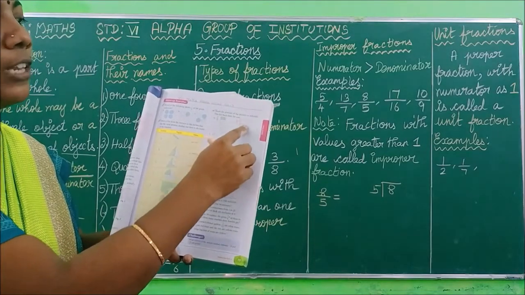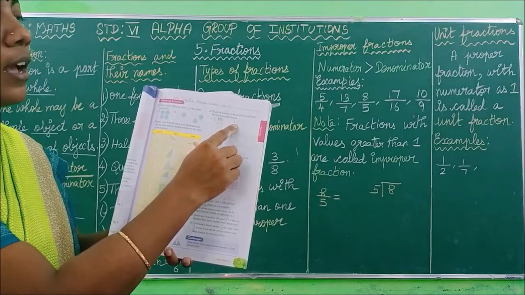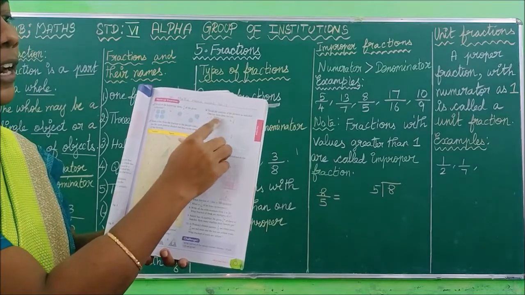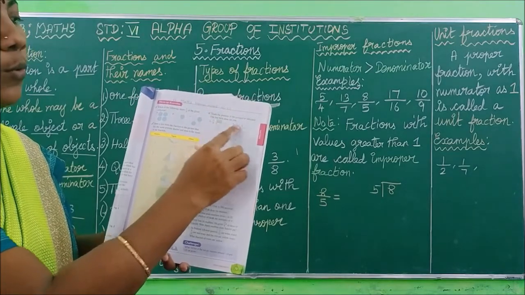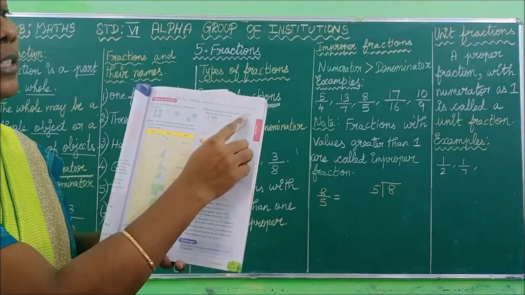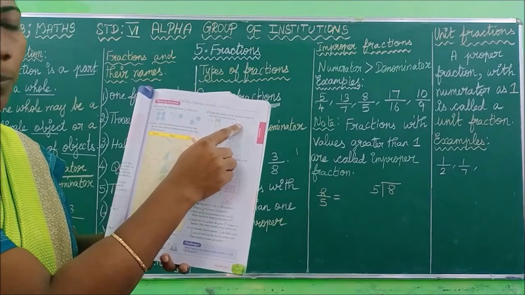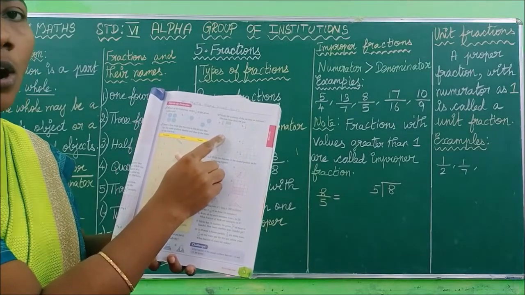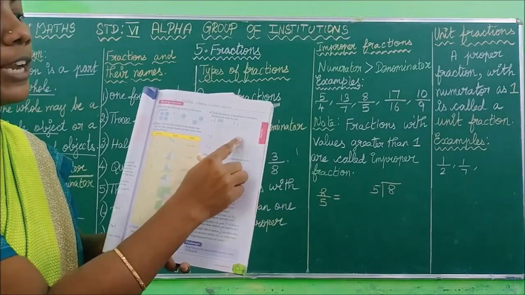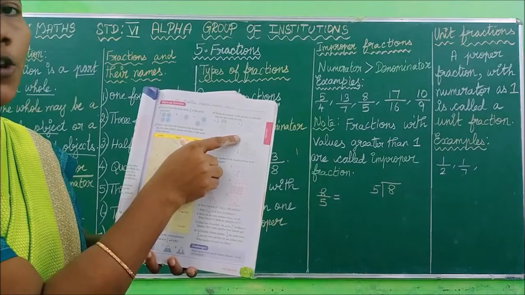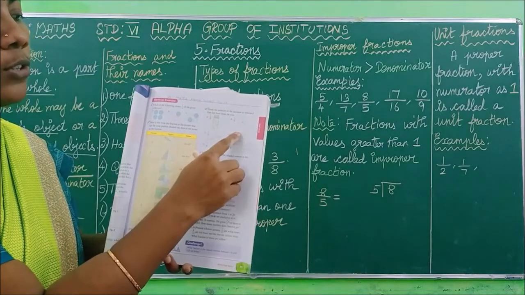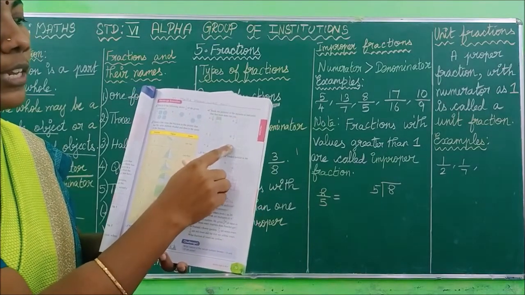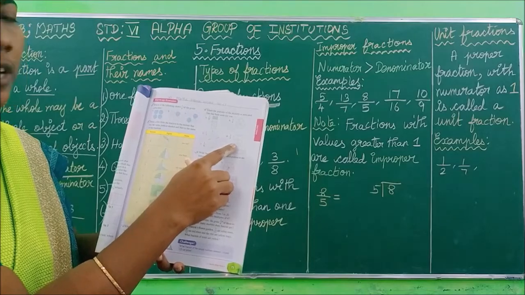You have to shade the portion for the given fraction. See here, 2 by 9. Already the first one is shaded for you. 1 by 6 means among the 6 parts you have to shade only one part. See here, 1 by 3 means among the 3 parts you have to shade only one part. So you have to shade the portion which is in the numerator. Here we have 1, so you have to shade only the one part. Similarly here also we have 1, so you have to shade only the one part.